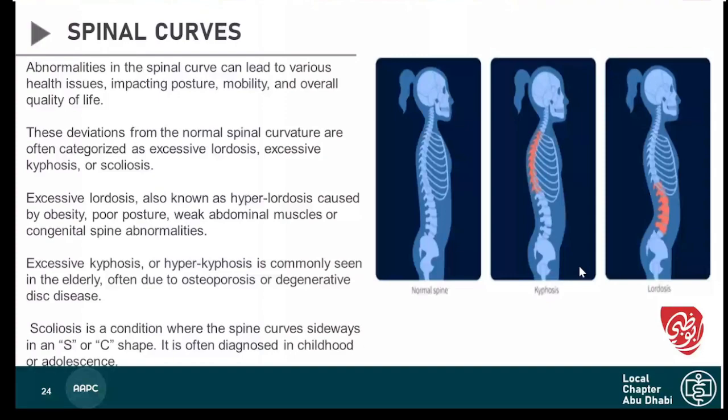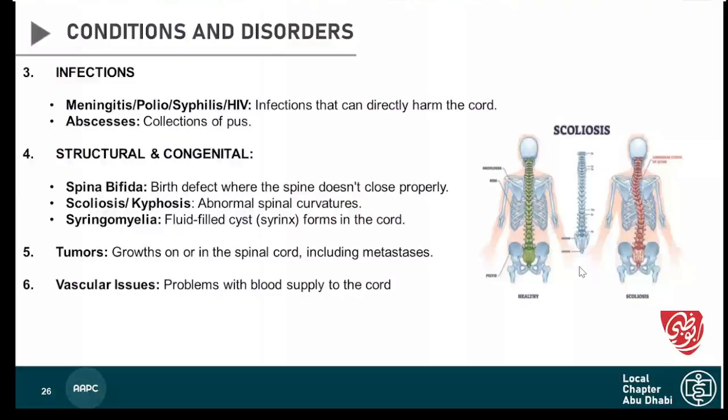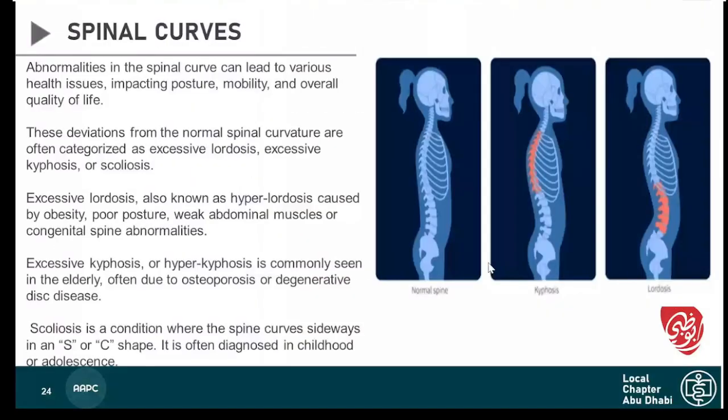Then scoliosis is a condition where the spine curves sideways in an S or C shape. It is often diagnosed in childhood or adolescence. So this is a scoliosis. See, this is the normal spine, and this is the S-shaped or C-shaped lateral curvature. It is known as scoliosis. Okay. So this is about the spinal curves.